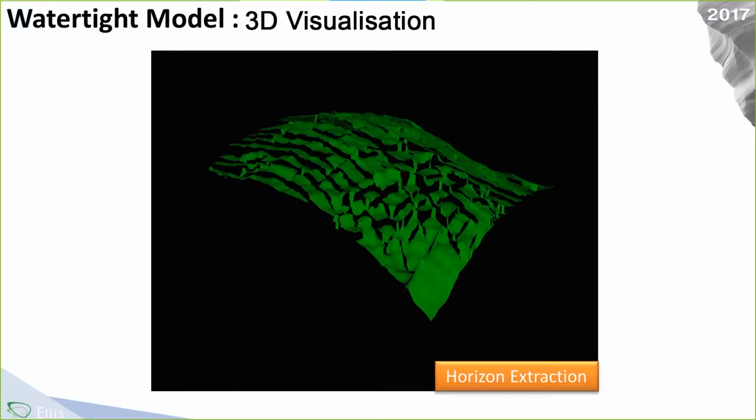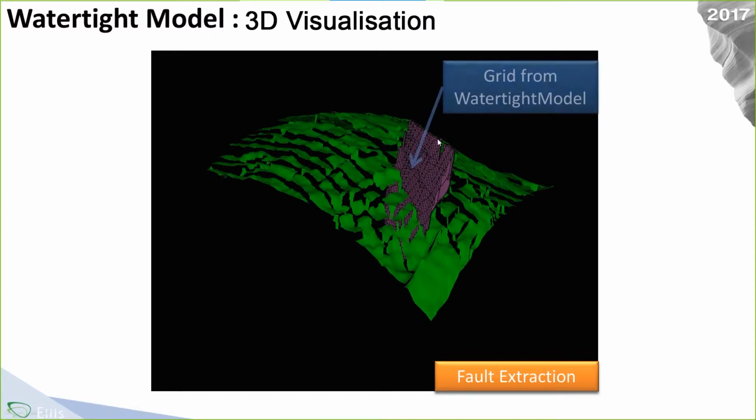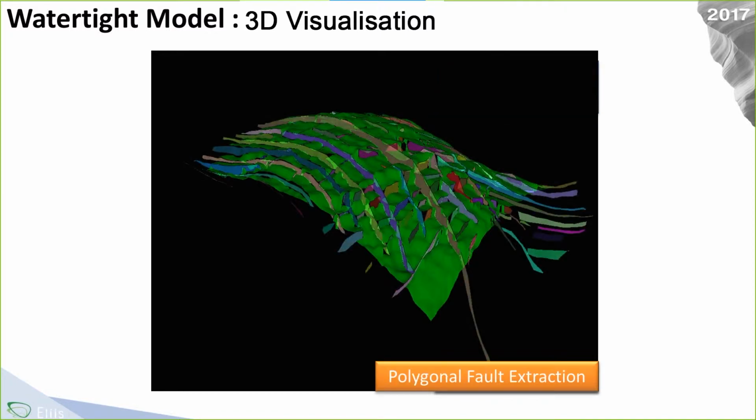Thanks to these objects, we can extract different objects. For example, we can extract horizons. But contrary to horizons from the horizon stack or from the model grid, because we have the exact truncation between faults and horizons, these horizons can be multi-Z, and we also have exactly the fault gap. Thanks to this fault gap, we can extract the fault with the gridding. As you can see in the picture, we have the gridding displayed directly on the fault, and we can also extract fault polygons like this.